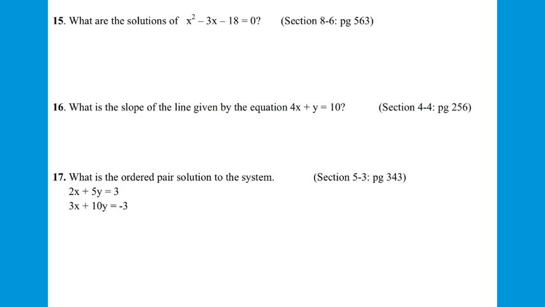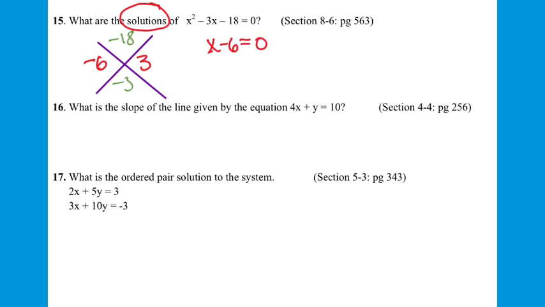Just one of the many steps in completing the square. On 15, we're going to go ahead and find the solutions. Now, solutions mean that we use factoring in order to solve. We have to solve when they equal 0.